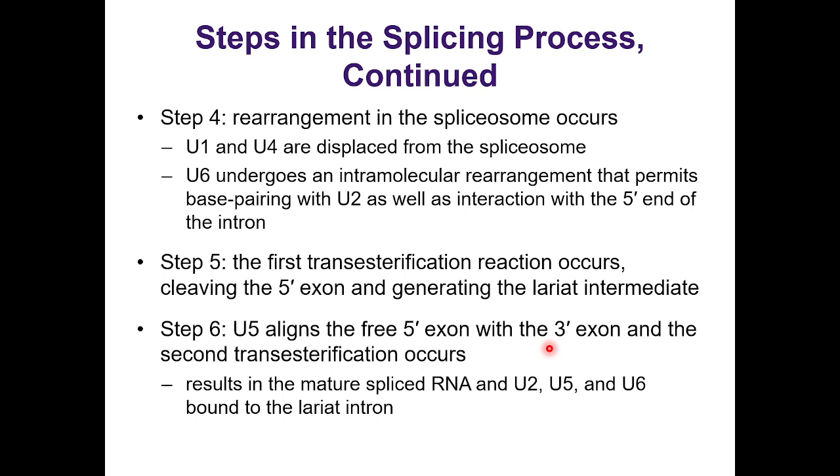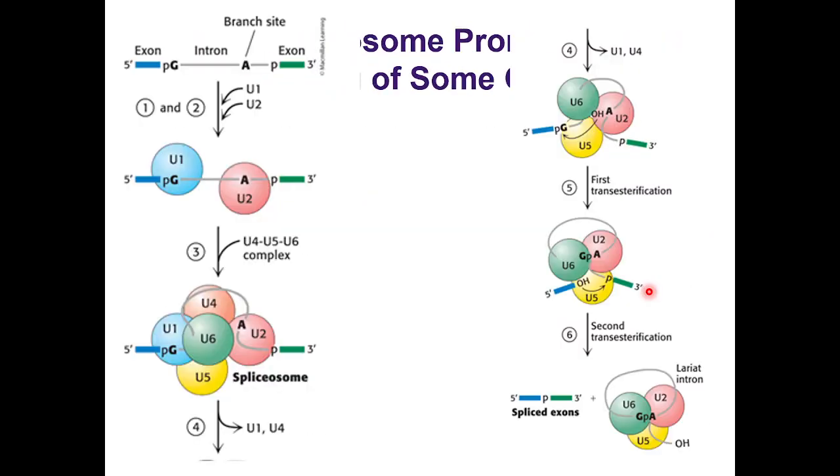So step 6, the second trans-esterification, we move the exon group off onto the other exon group so that we have those joined and ready to go. Okay? This will end up snipping out the entire intron now. So this actually results in your mature spliced RNA and the U2, U5, and U6, which is actually bound to the lariat intron. And so this actually drifts off here as a complex. Okay? And this can then go do other stuff. But this actually drifts off the complex, and you're left with the exon by themselves.